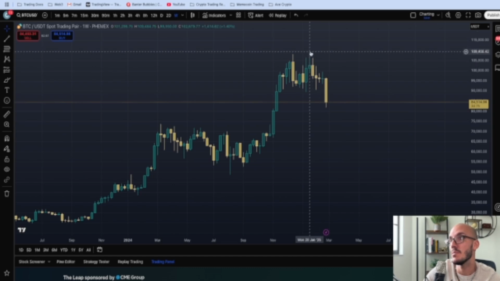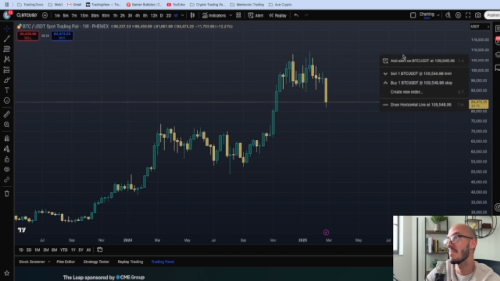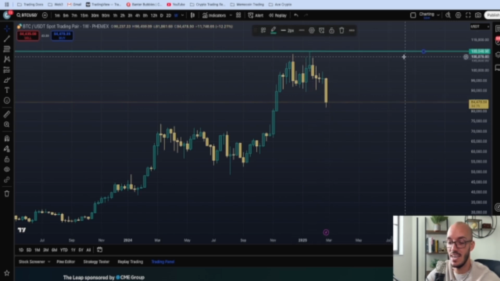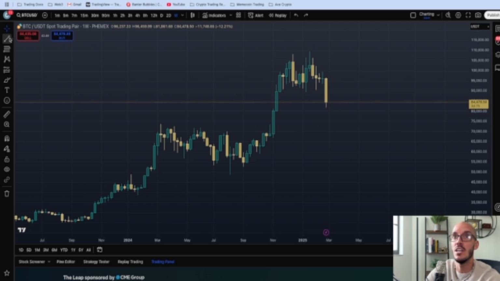Now, personally, when I am drawing my support and resistance lines, you can do that by hitting this plus button right here. That will give you the option to draw a horizontal line, and then you can hit that and it would look something like that. You can also do it like this. You can hit this on the left-hand side of the screen here.